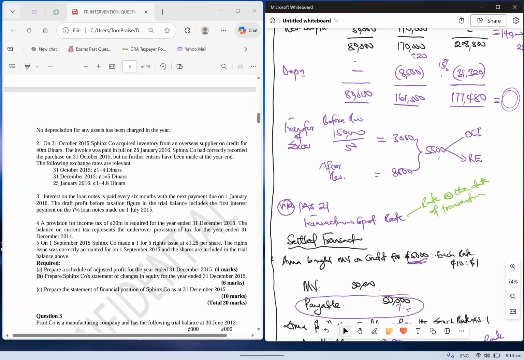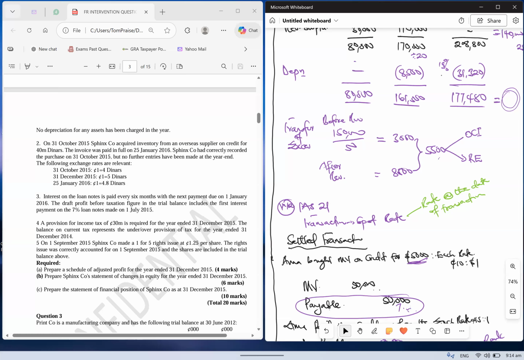Now, how do you find carrying amount? Carrying amount is the cost minus accumulated depreciation. That's carrying amount. How do you find tax base? Tax base is the cost minus capital allowance. So the two will never be the same, and that creates a small difference. That's why we call it a temporary difference.